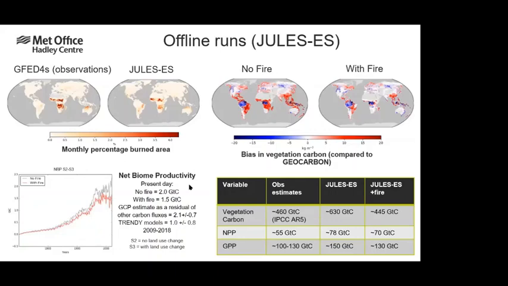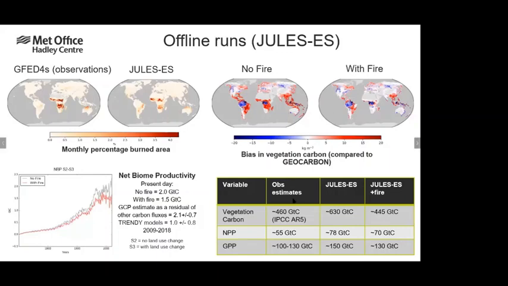To put this into context, the Global Carbon Project estimate that it's around 2.1 plus or minus 0.7. And from across the other land surface models that contribute towards the global carbon budget, it comes out at about 1. So we're in line with those estimates, and the point being that we maintain a carbon sink in the present day when we include fire.